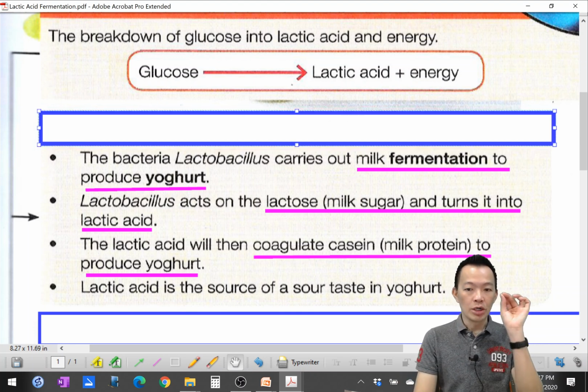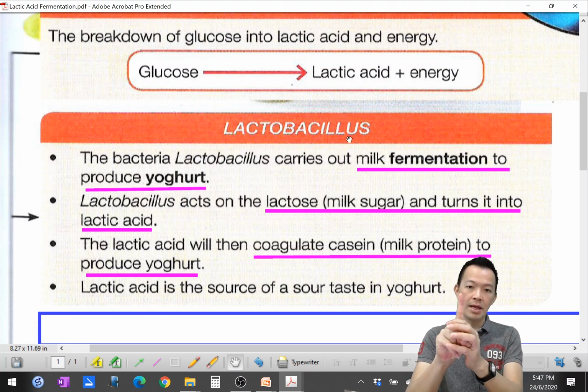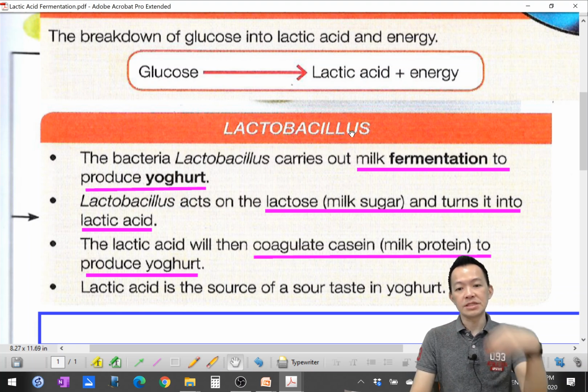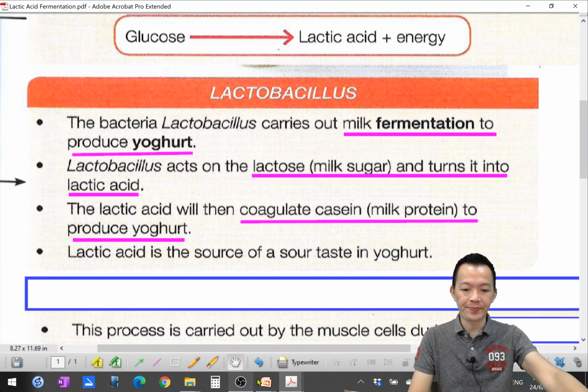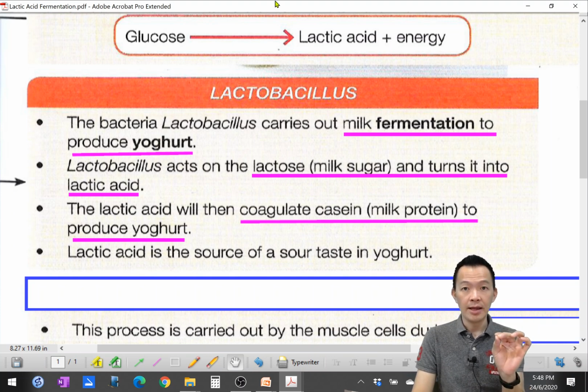Number one, lactic acid fermentation by Lactobacillus bacteria. Bacillus 就是条状型的意思。Lacto 就是 lactose 的意思了。So Lactobacillus 就是要把那个 lactose 解散，变成新东西的一种条状型的 bacteria. The bacteria Lactobacillus carry out the milk fermentation to produce yogurt. 你把用牛奶这种 bacteria 叫 Lactobacillus. This is a lactic acid fermentation to produce yogurt.